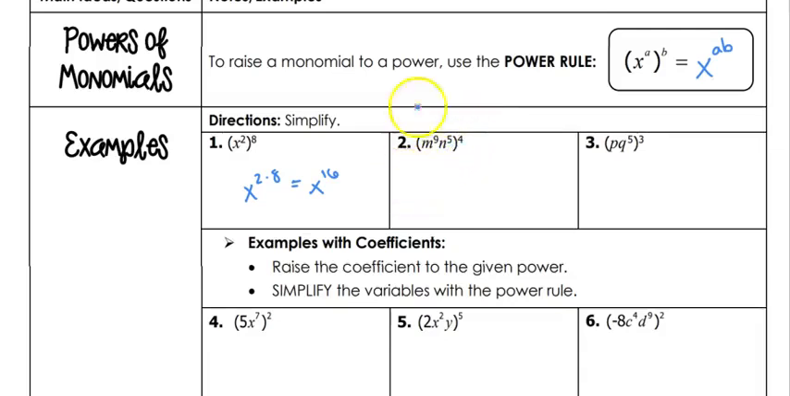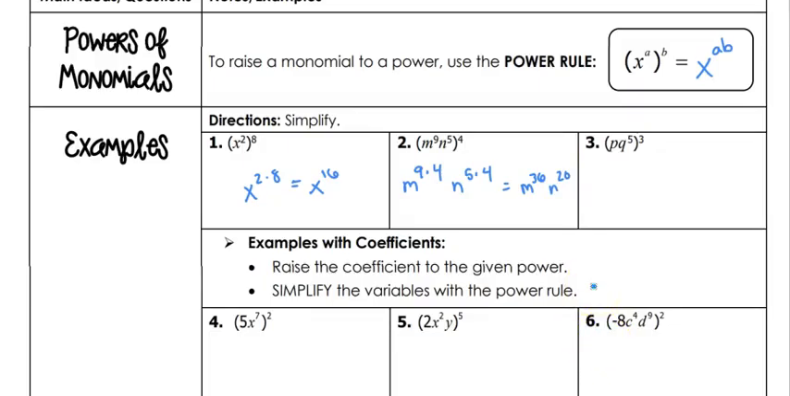All right, same thing here. We have double variables, but still the same process. So m gets raised to the 9 times 4, and n gets raised to the 5 times 4. So that gives me m to the 36, n to the 20th power.